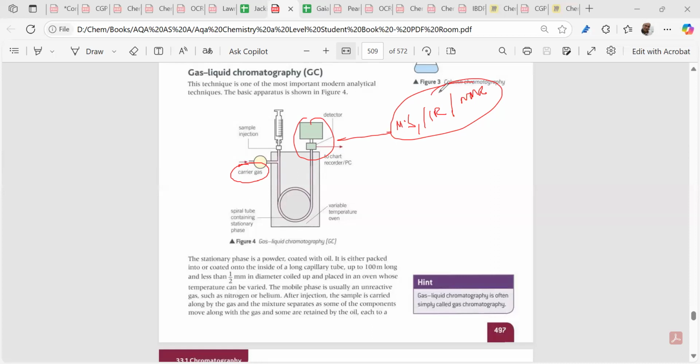So that's the thing we have to understand whenever we are taking gas liquid chromatography. This is very important for us to understand, what happens over here. So this is very important. Now moving on to the next part.